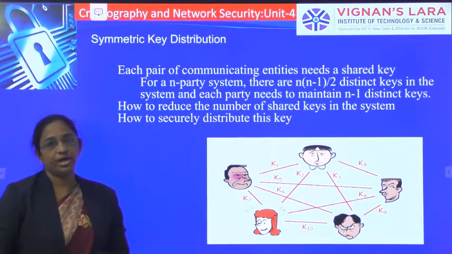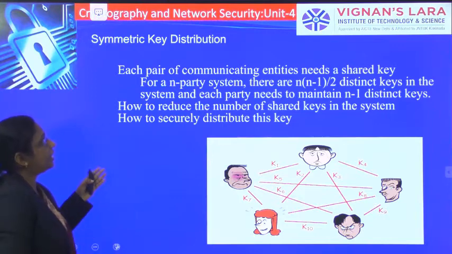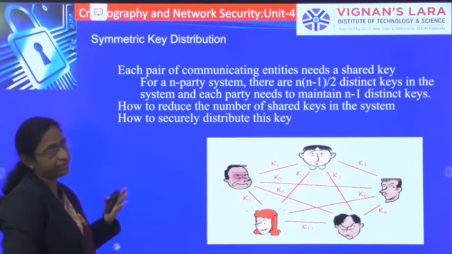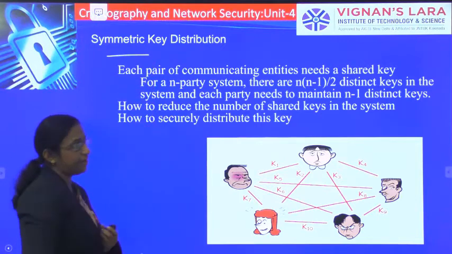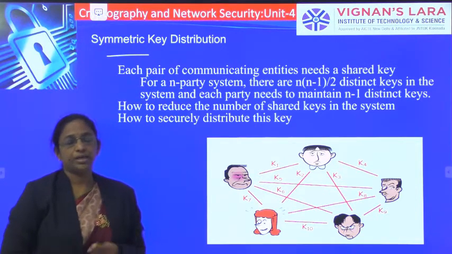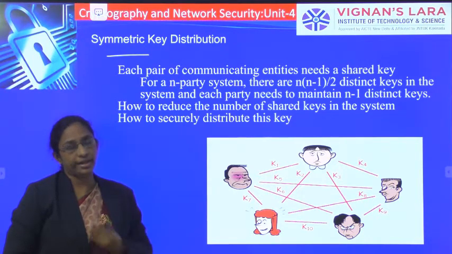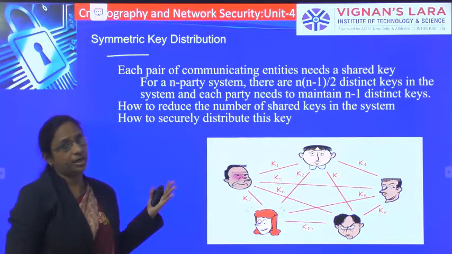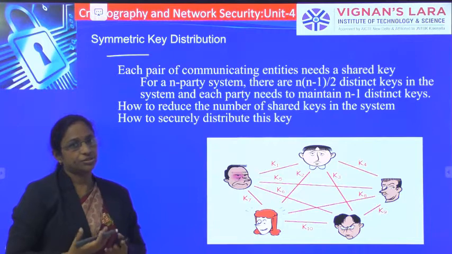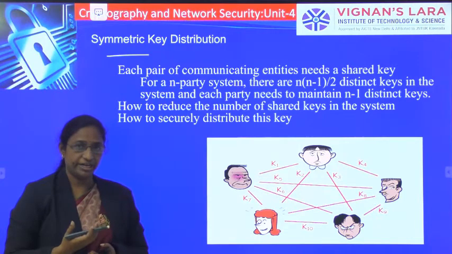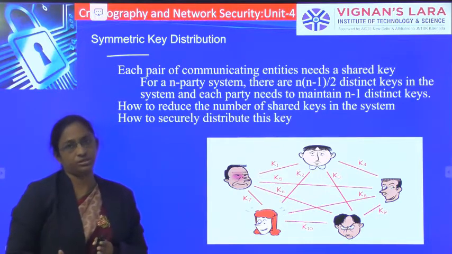So in today's class we are going to discuss about the key distribution. First, let's discuss the symmetric key distribution. Already you know about the symmetric key, where symmetric means the same key. Both sender and receiver use the same key for encryption and decryption. Since the key has to be shared between the sender and the receiver, it has to be shared in a secret manner. So the question is how to distribute those keys.